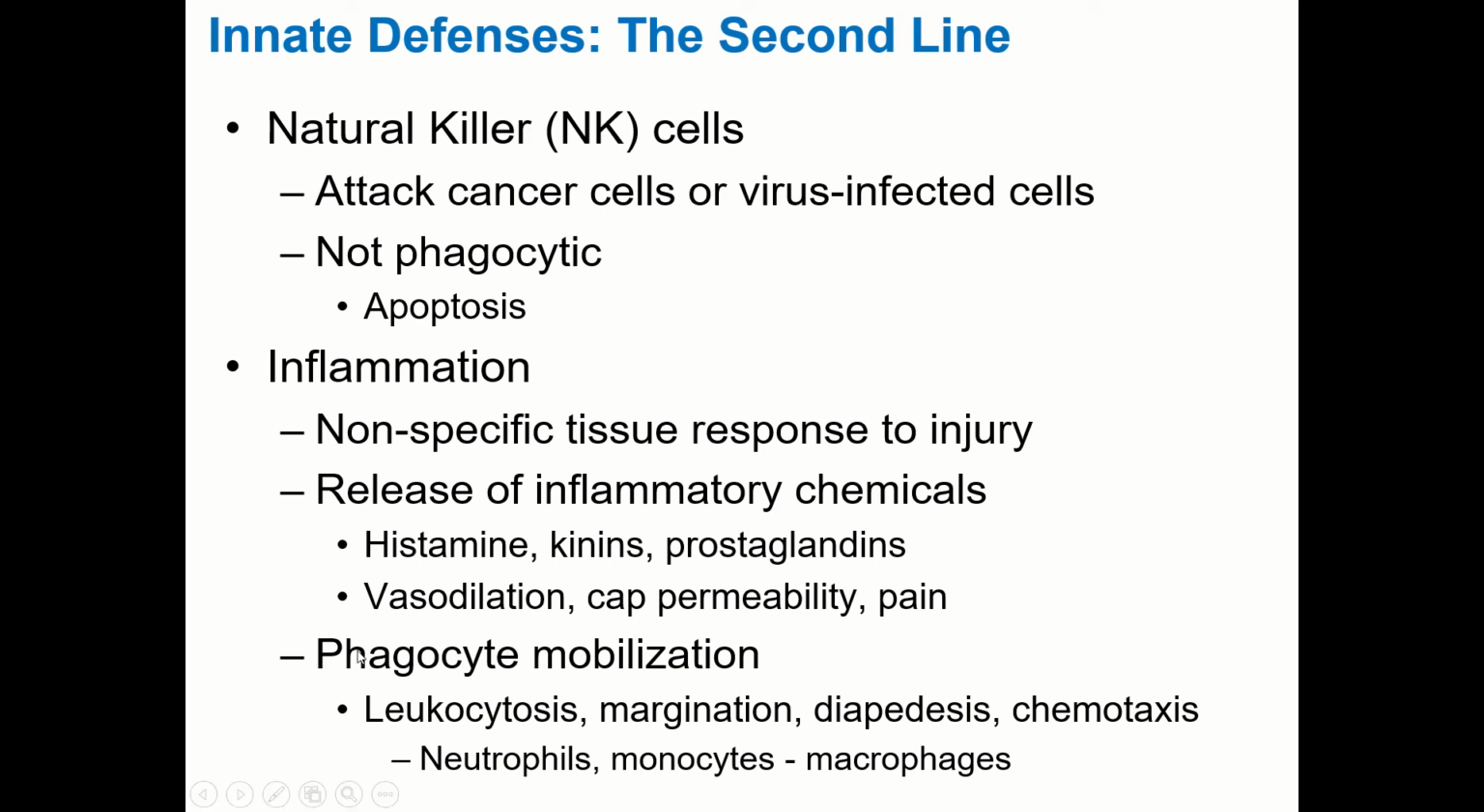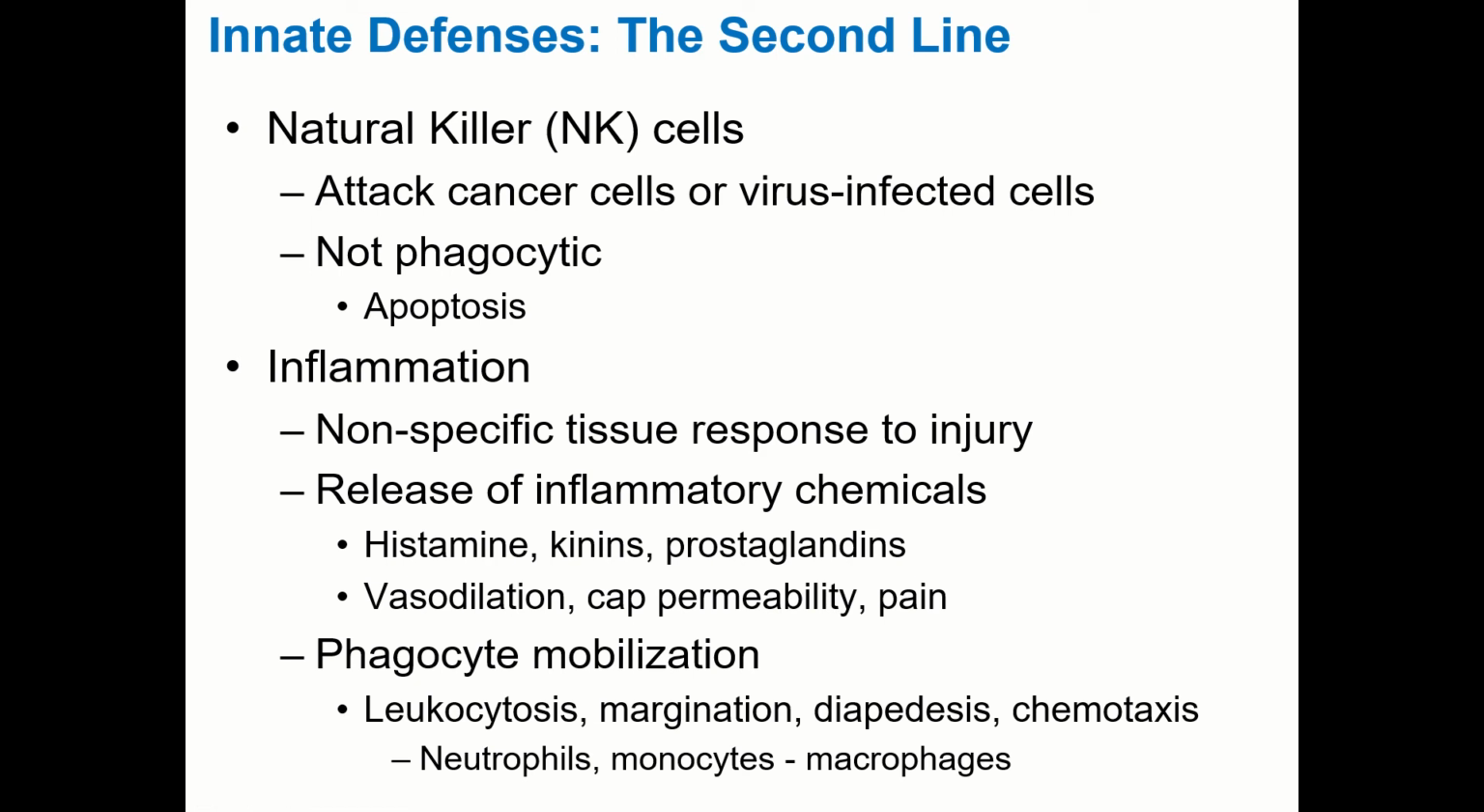So in addition to that, those inflammatory chemicals also serve to mobilize our phagocytes. So again, our neutrophils and our macrophages. So those are down there. The other term you'll see related to the macrophages are monocytes. So monocytes are kind of immature macrophages.